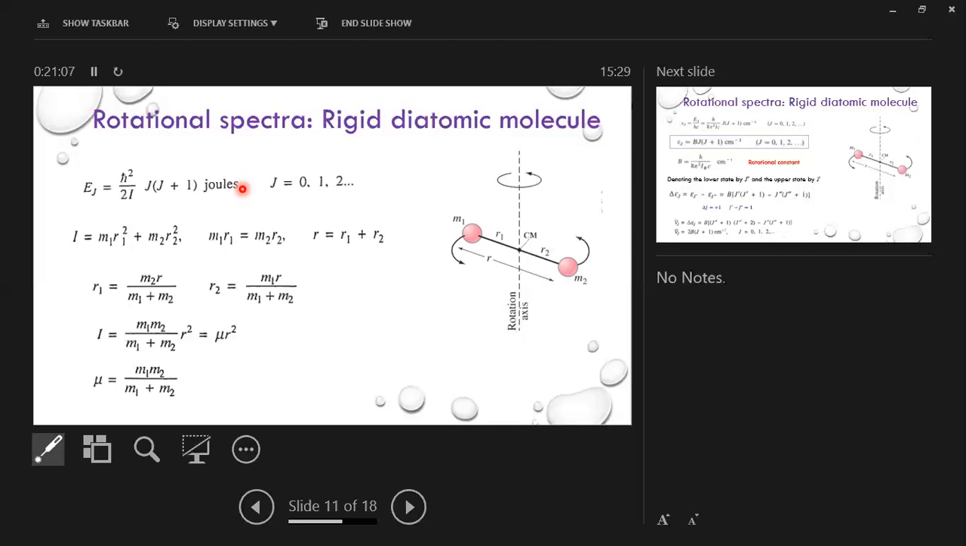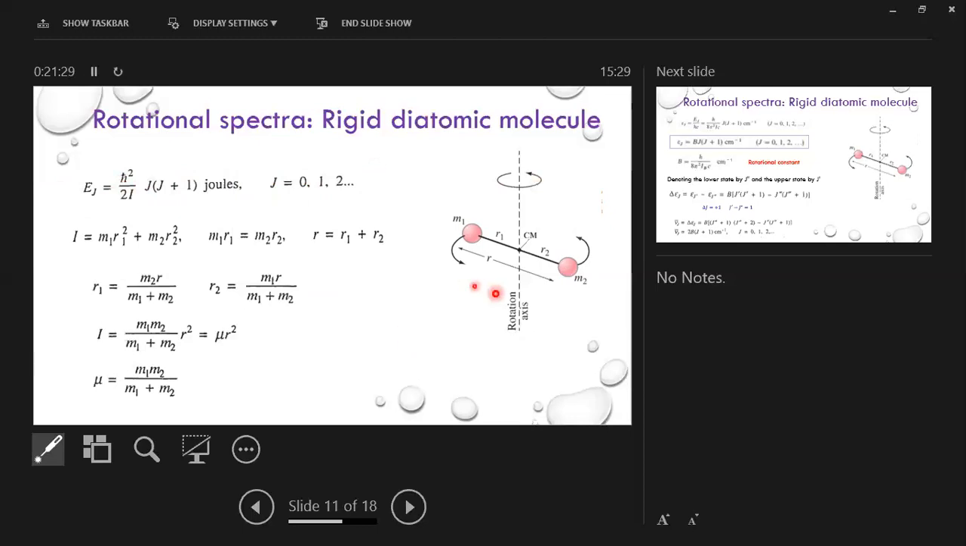And if we use the Schrodinger equation, the eigenvalue of J square will be replaced by J into J plus 1 h cross square. So this is the energy, Ej equal to h cross square J into J plus 1 by twice I. This is in joules, suppose. And J takes integral values 0, 1, 2, 3, and so on.